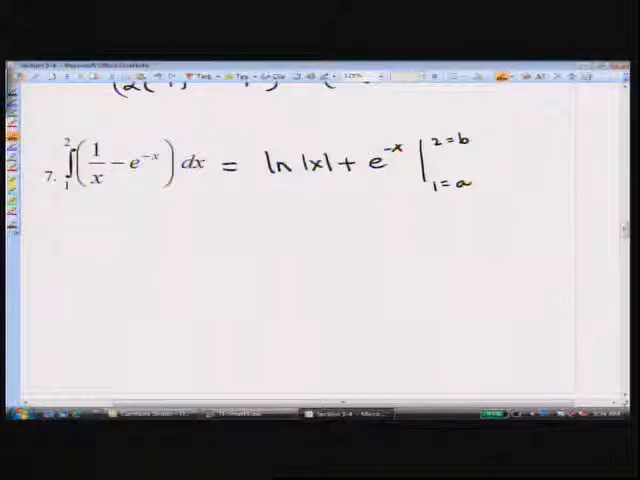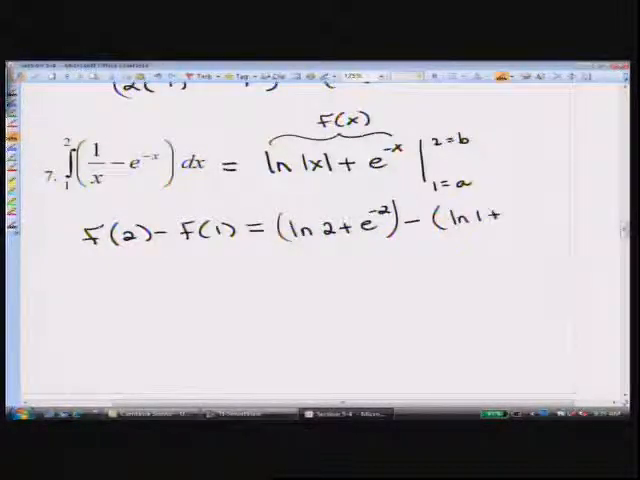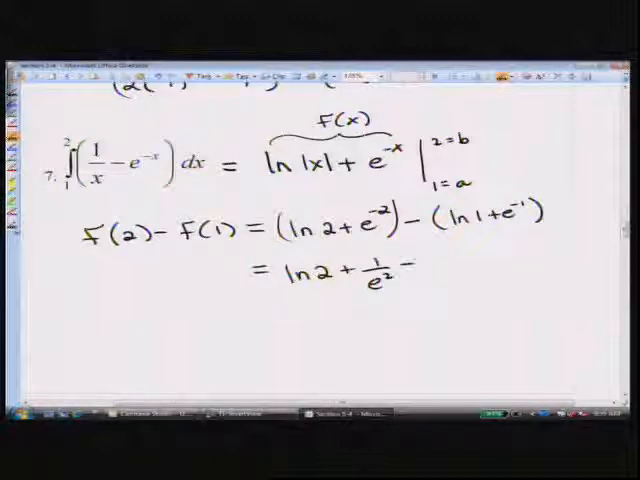Okay. This is f of b minus f of a. f of 2 minus f of 1, where this right here is your big F of x. I cannot stress how much I want this homework done when you come to class on Monday. Okay, so this is going to be the ln of 2 plus e to the negative 2 minus, that's f of 2, f of 1, which is the ln of 1 plus e to the negative 1. All right? So this is the ln of 2 plus 1 over e squared minus, what's the ln of 1?